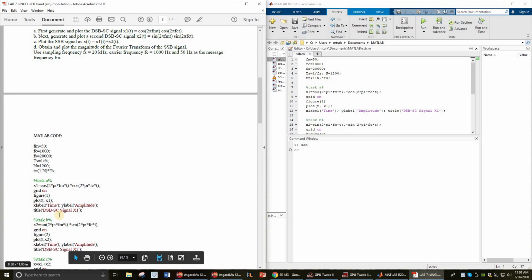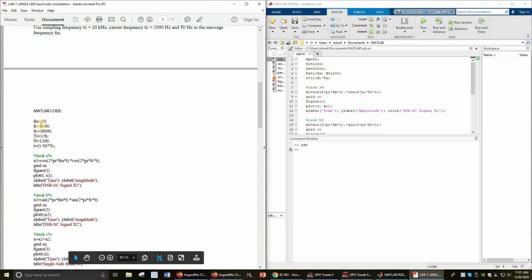Now task two asks you to generate the second double sideband, which is the sine portion. So task two over here is the same exact thing. You're using these values up here, and as you can see here, it will do that.